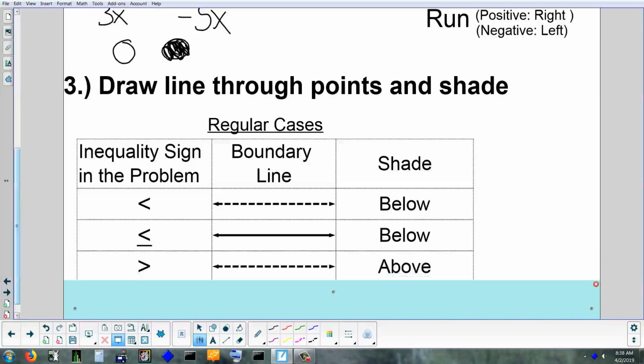Then you've got a greater than. Same idea. There's no line underneath, which means it's dotted. Whether it's a less than or a greater than, with no line underneath, we're going to draw it dotted. We're going to shade above. I don't care if it's a greater than or less than, you're always going to shade above for greater than, and if it's a less than, you're always going to shade below.